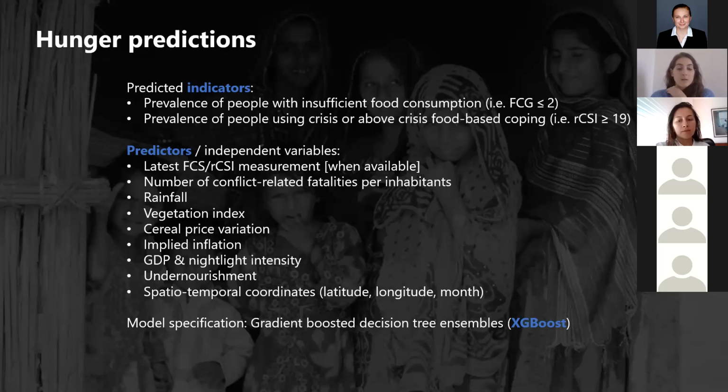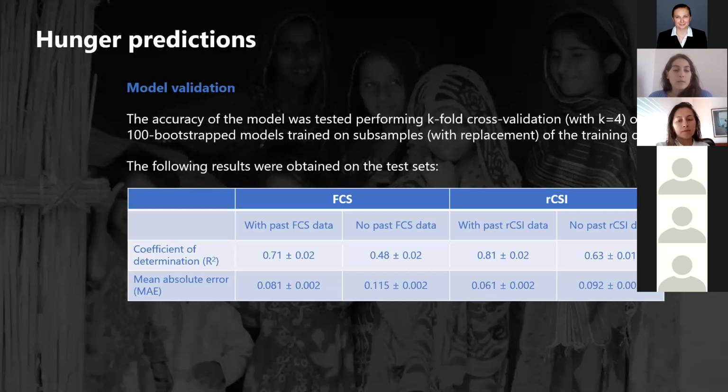Basically, it's a technique based on gradient boosted decision tree ensembles. And to validate the model, I put some further details here for technical people interested. Basically, we train the model on a subset of the data, and then we see how well it performs on another subset that the model has not seen, and we repeat this a few times. Then we also take into account errors in the estimate and give a confidence interval.